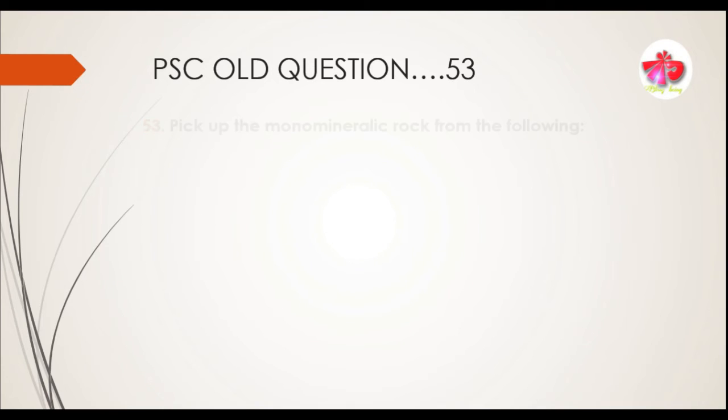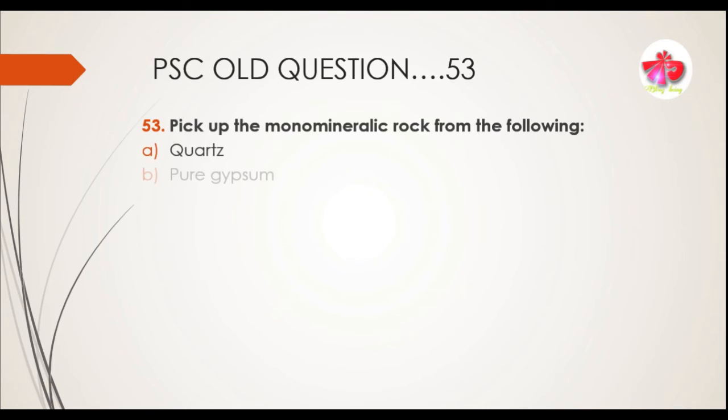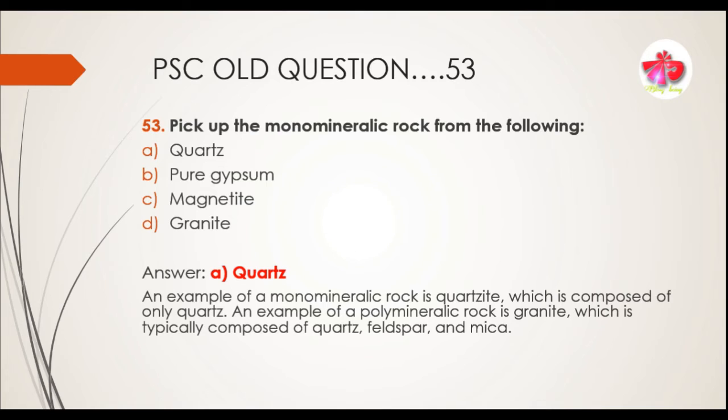Question number 53. Pick up the monomineralic rock from the following: option A, quartz, option B, pure gypsum, option C, magnetite, and option D, granite. So among these four options, which one is the monomineralic rock? Option A, that is quartz, is the monomineralic rock. An example of a monomineralic rock is quartzite, which is composed of only quartz. An example of a polymineralic rock is granite, which is typically composed of feldspar and mica.